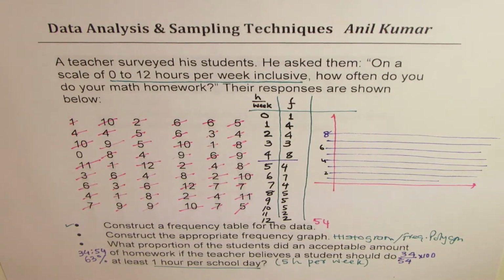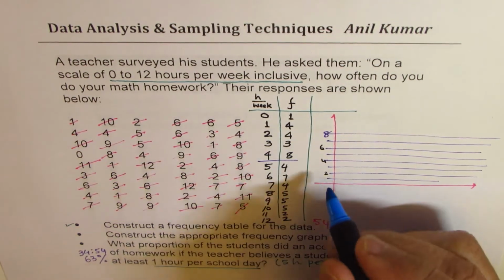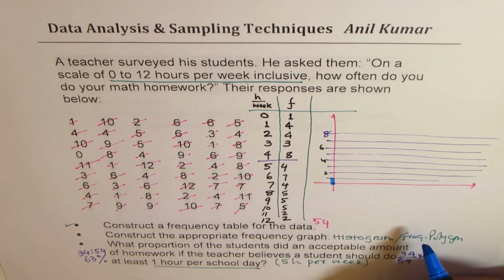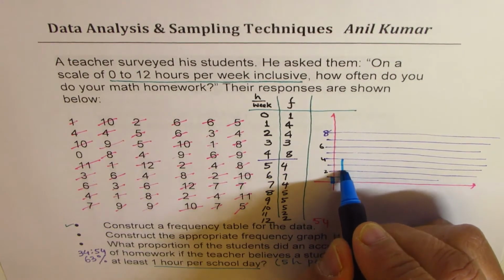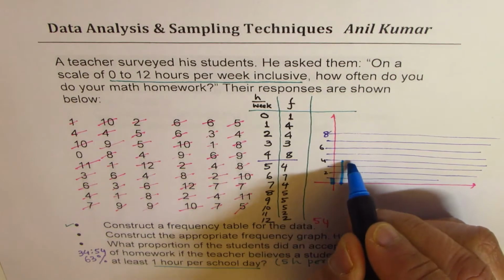Now let's construct our frequency diagram. Let me do it in some dark ink. Okay, so, or a bar graph. So if I make a sketch which is kind of like this, let me show you. So for 0 it is 1. So if I make a sketch like this, it becomes a bar. Do you see that? At 1 it is 4. So I'll just make it like this. And then at 2 again it is 4.